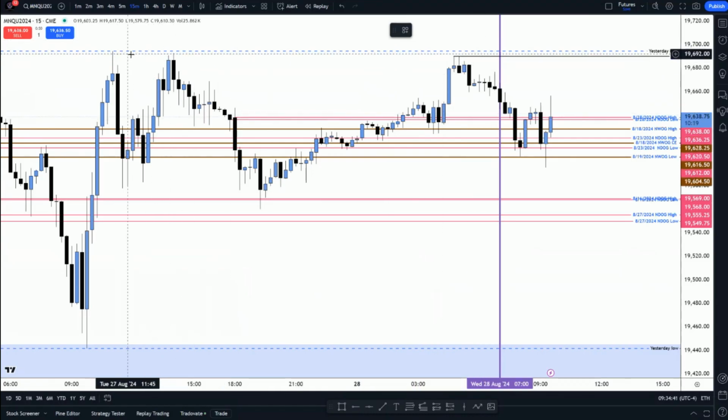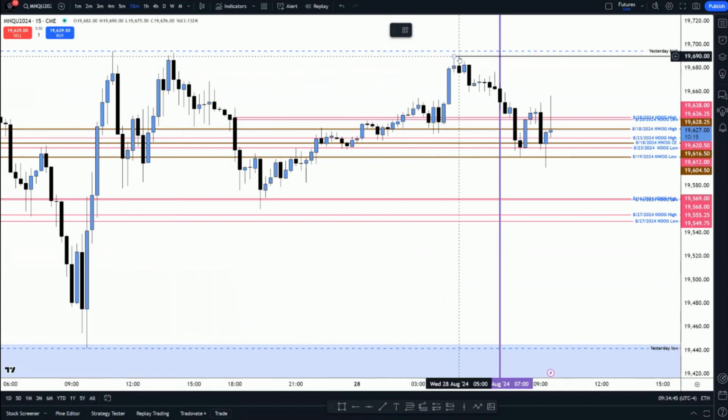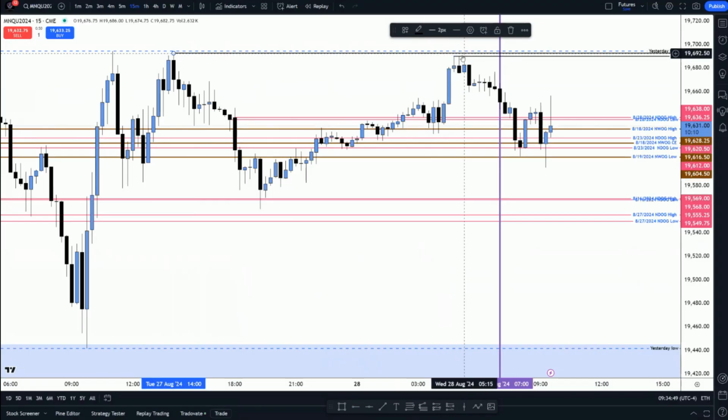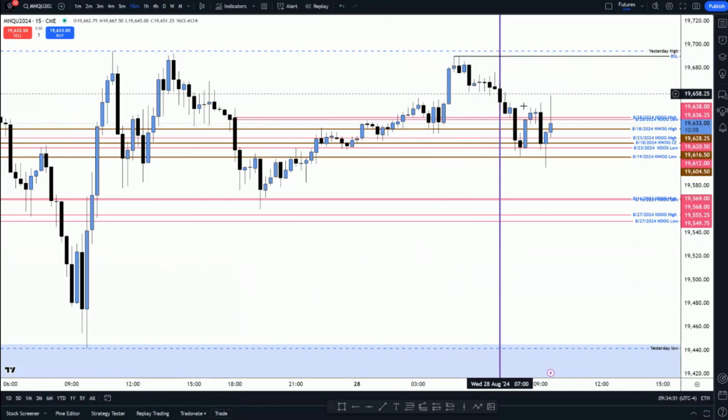See, this wick did not get as high as that one. It came all the way up here, made relatively equal highs, and it did not get that high. See, if I put a high right here, boom, you see the gap? It didn't make it up there. So that's the only real thing I'm seeing.